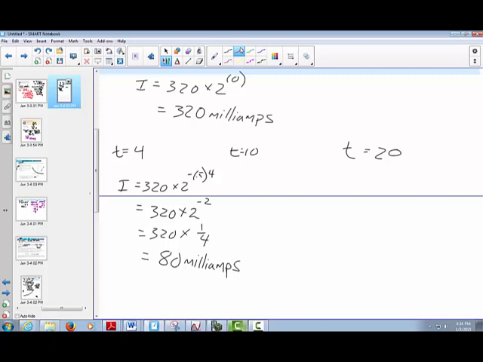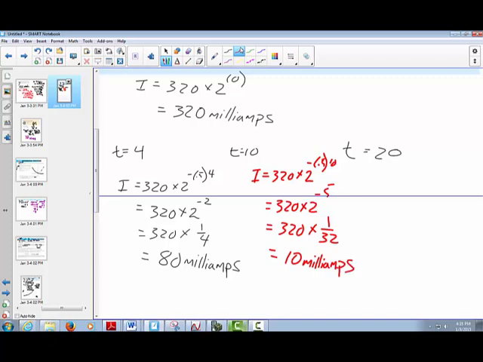Now, T equals 10. I equals 320 times 2 to the negative 0.5 times 10. So that's just 320 times 2 to the negative 5, which equals 320 times 1/32, which is 10 milliamps. This is working out pretty nice and simple.